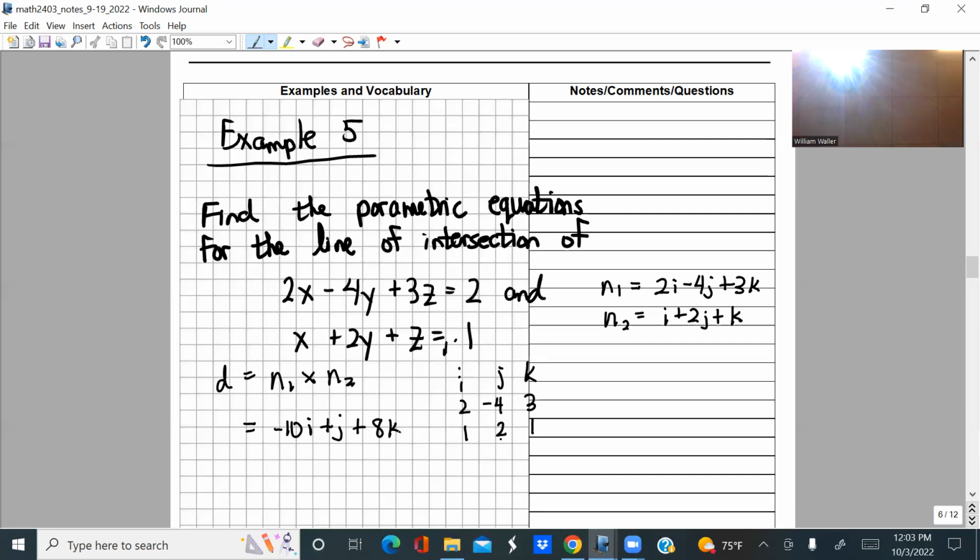Which is not 0. So again, that tells us that these two planes are not parallel to each other. But we can use this vector now as the direction vector for the line of intersection. And now what's next is really the hard part of the problem in a way. What do we have to find next? Yeah, we have to find a point. So we have to find values for x, y, and z that satisfy both of these equations simultaneously. So we have to find a simultaneous solution to these two linear equations.